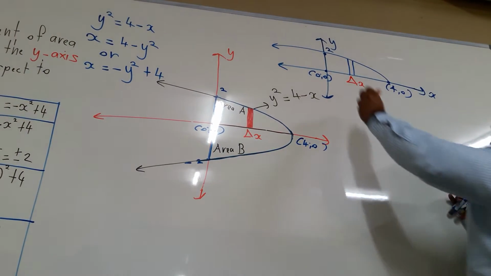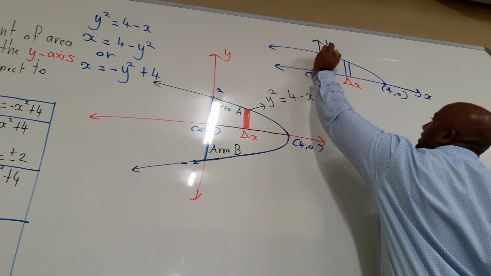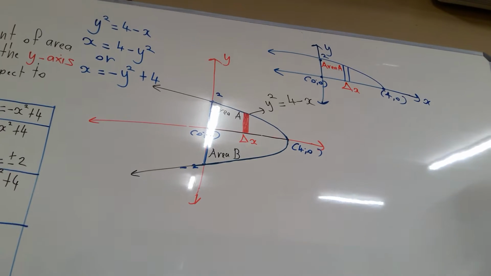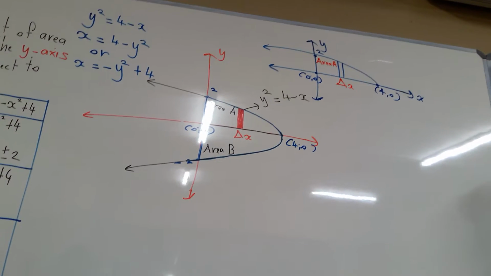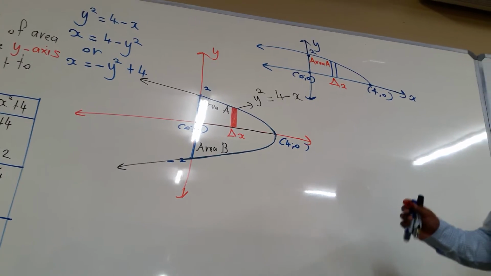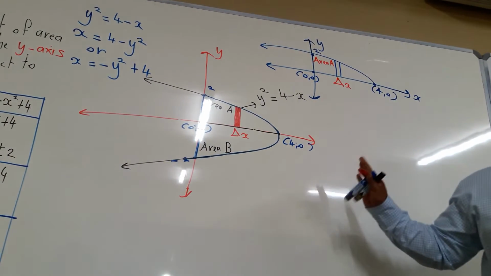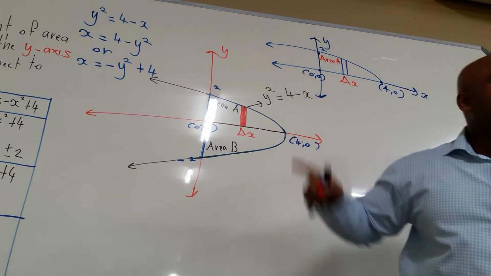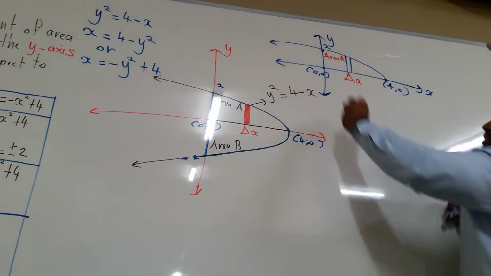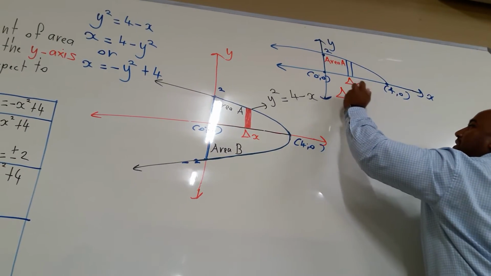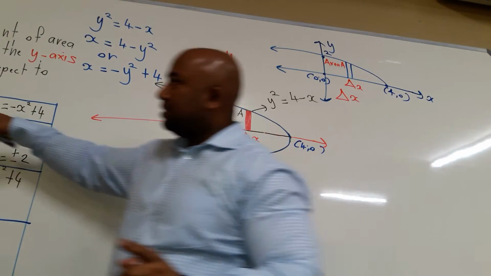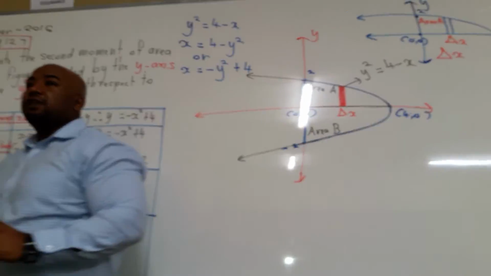Right, so this was our area A. Let me just write that down. Now let's work with the top part only. I could have chosen the bottom part. So now, we are not working out just the area, we are working out the second moment of area. So here is our graph that we're going to deal with. Here, we know delta x. Now which axis are we calculating with respect to? Here it is, with respect to the x-axis.